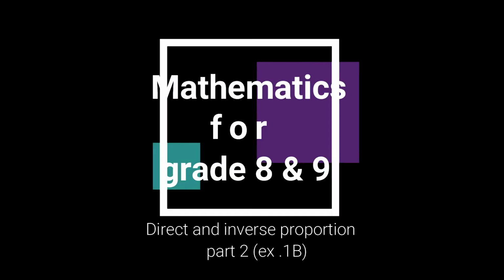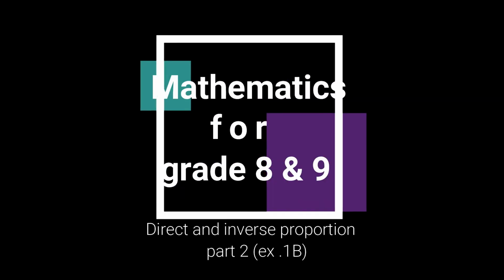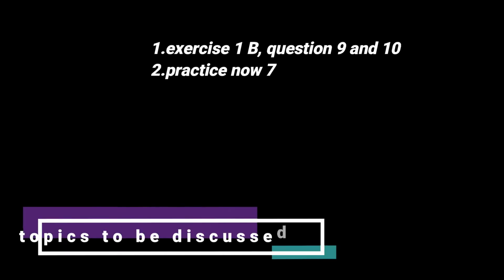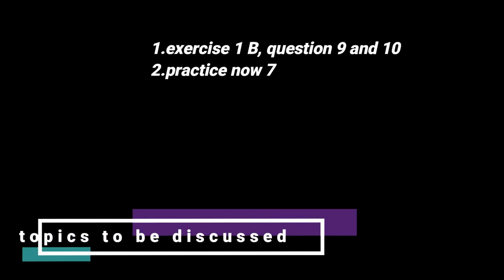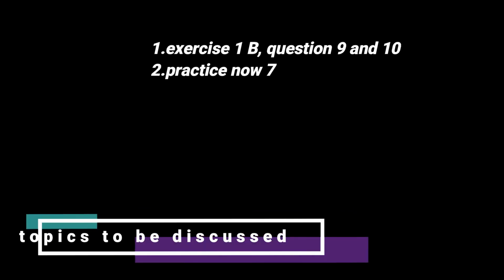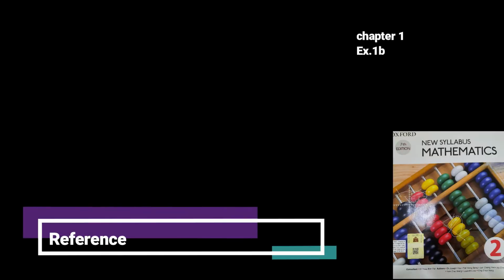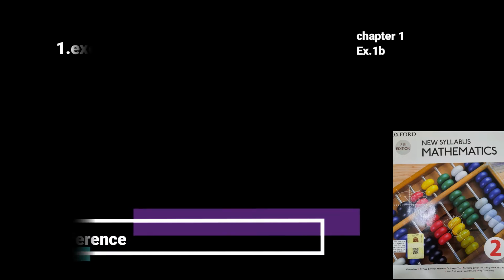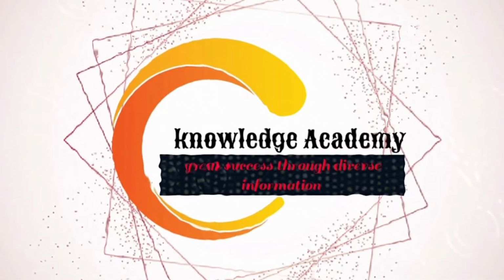Assalamu alaikum. Chapter Direct and Inverse Proportions Part 1, Exercise 1b. Topics to be discussed are question 9 and 10 of Exercise 1b and Practice Exercise 7. For reference, we are using Exercise 1b of this book, so stay tuned.